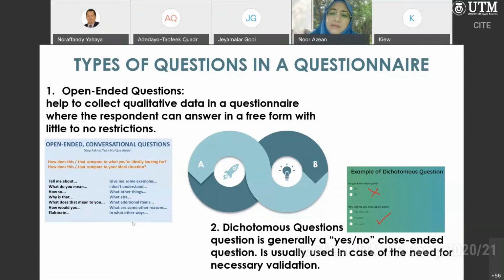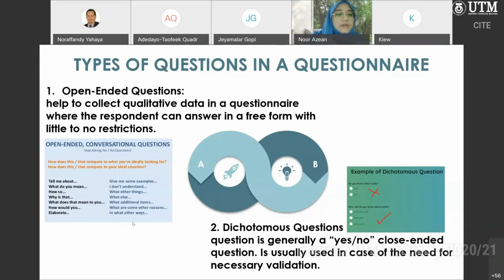Sometimes I correct the student's instrument to find a better way to put the statement. Is it yes, no, or a three or four selection? So this is the thing: sometimes you need an expert to validate your instrument.